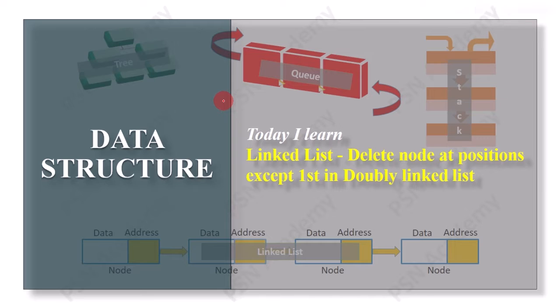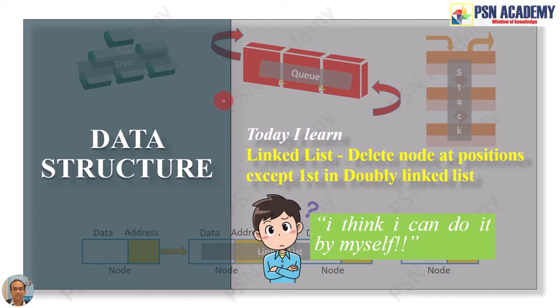Welcome back. Today we will learn how to delete a node at given positions in a doubly linked list except the first node in the list.